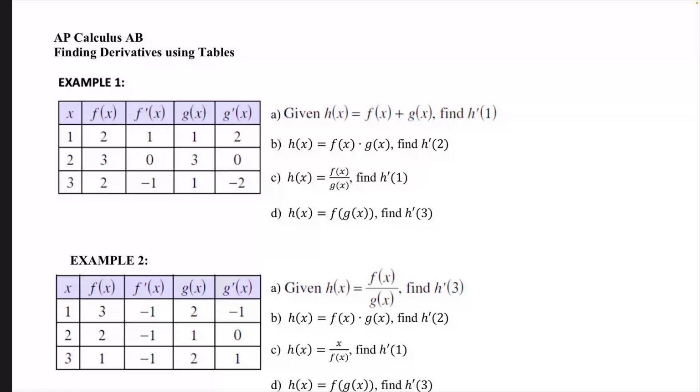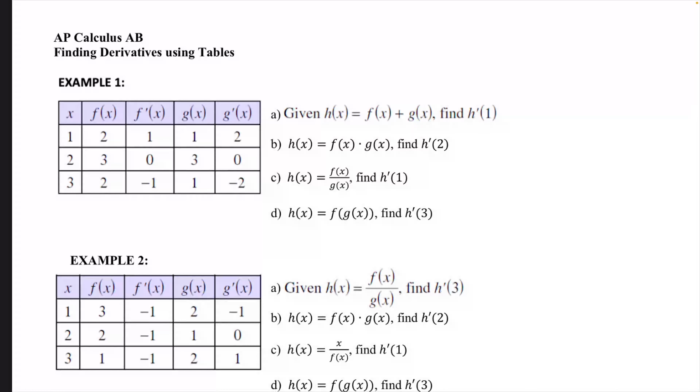So we're using the same rules we've done: product rule, quotient rule, chain rule. We're using those. There's no new rules. We're just, instead of them giving you the equation, they're not giving you the equation, they're giving you a table instead.